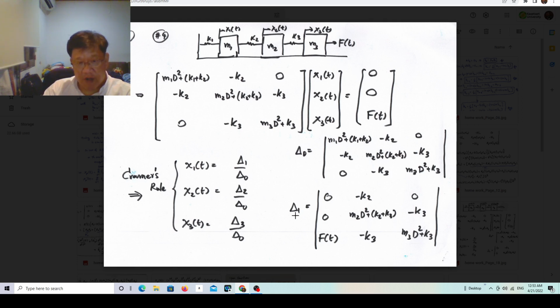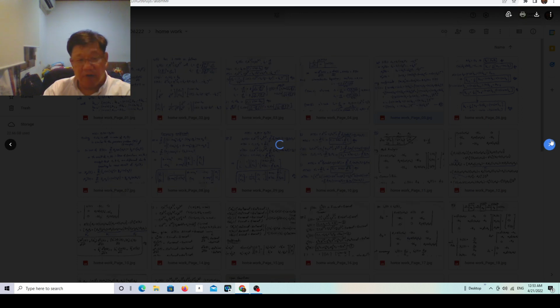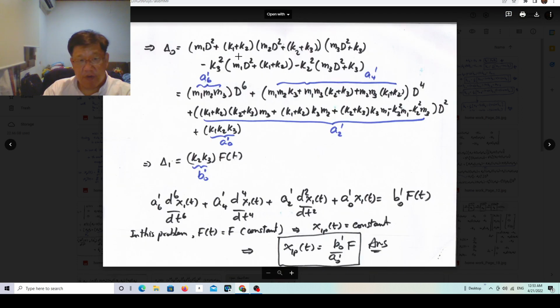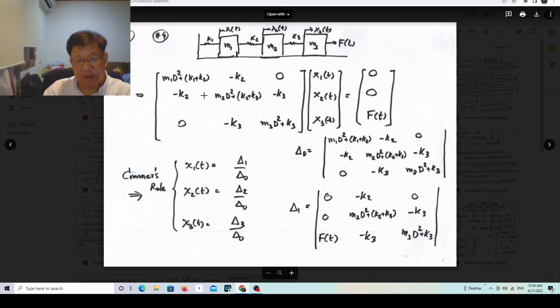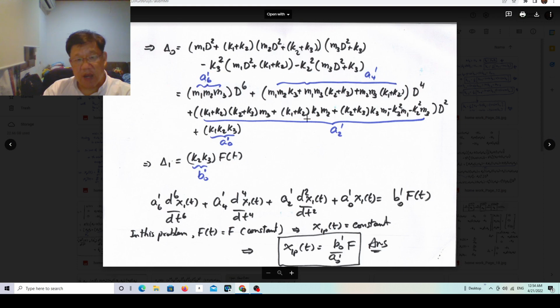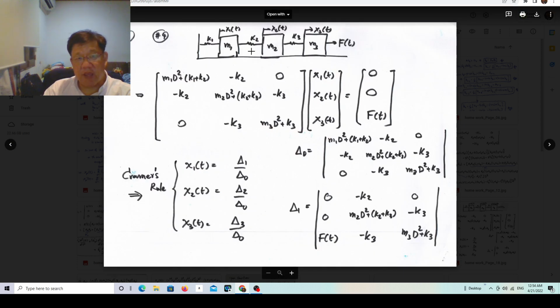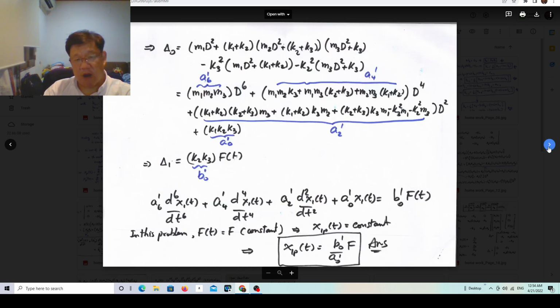You need to find delta 1, delta 2, delta 3, and then you need to find delta 0 and rearrange the term. With the rearrangement of the term, delta 0 is the determinant of the left hand side matrix, and then you end up having this d to the 6, which results in what we call, just simplifying the form, a pi sub 6, a pi sub 4, a pi sub 2, and a pi sub 0 in terms of the system parameters, which consist of 3 masses and 3 values of k, the spring constant.